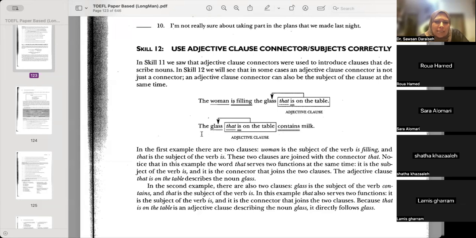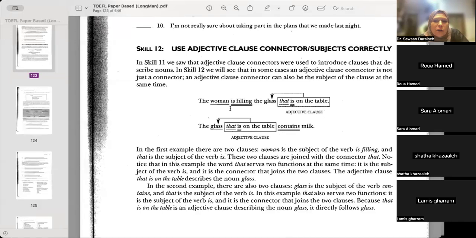The glass, if you want to know what this means in Arabic, the woman is filling the glass. يعني المرأة عم بتعبي في الكاسة. أي كاسة؟ التي توجد على الطاولة. That is on the table. Okay, this is what the sentence means.